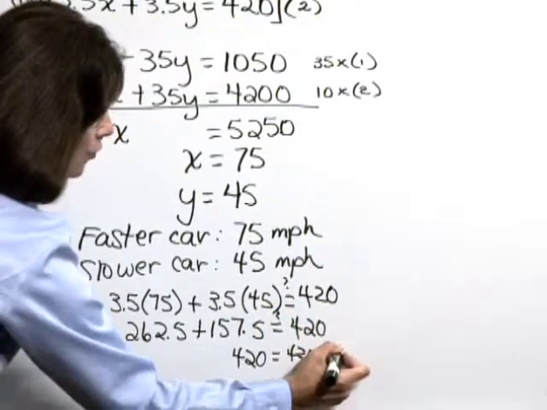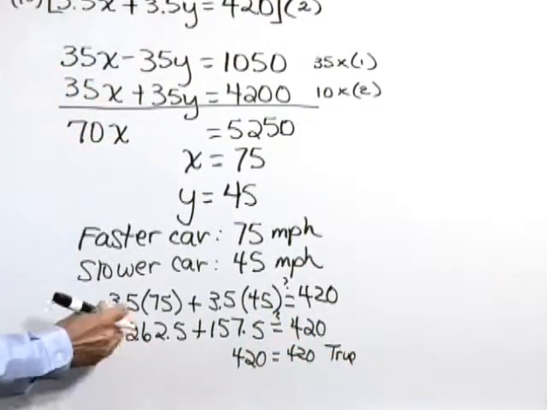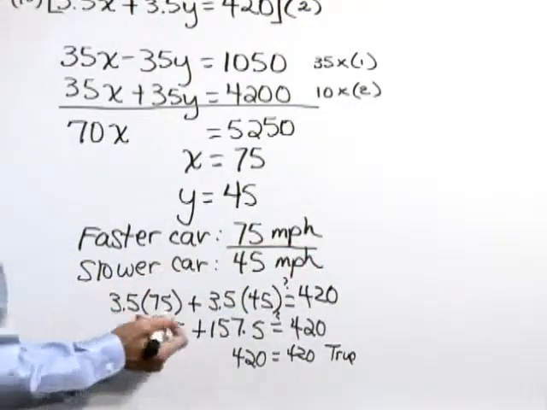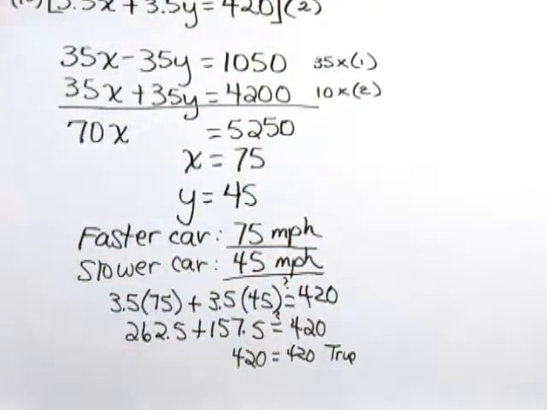Therefore, we've got a true statement, and we feel very comfortable then with our solutions. Faster car, 75 miles per hour. Slower car, 45 miles per hour.